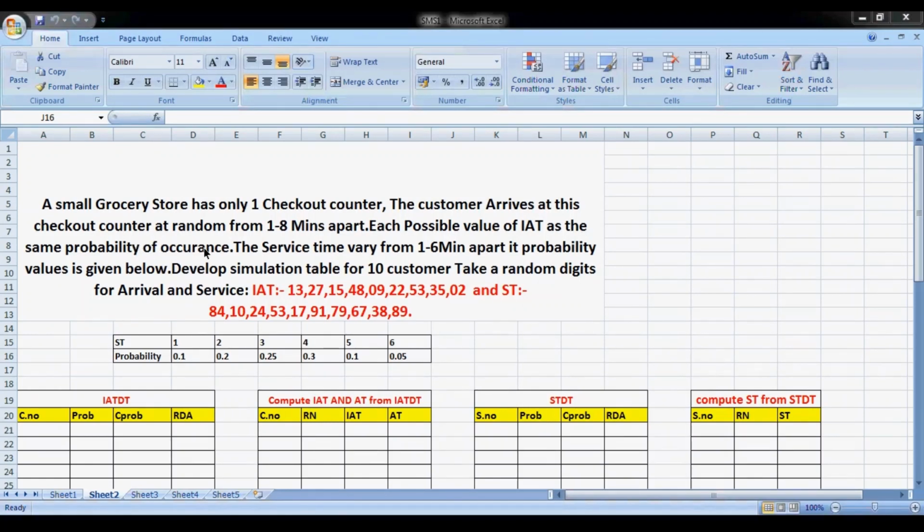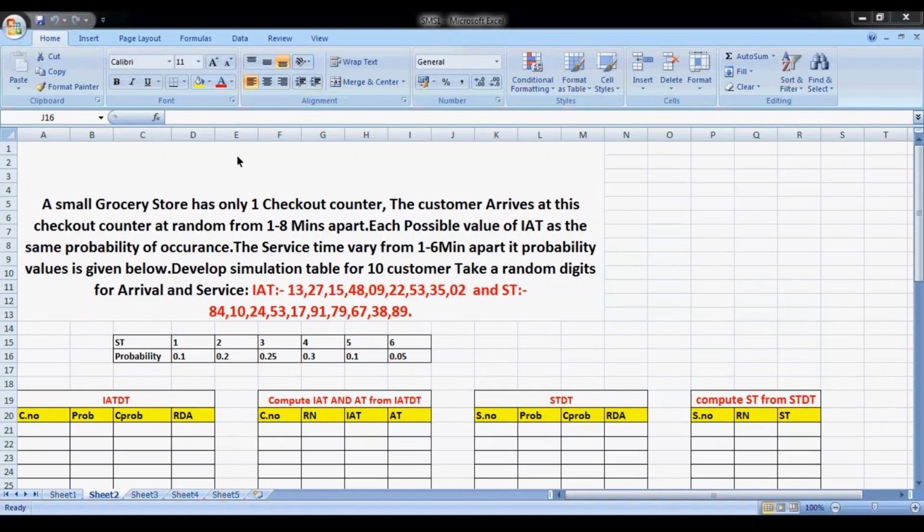It means we need to distribute the inter-arrival time from 1 to 8 minutes apart, and all the customers have an equal probability of occurrence. Service time varies from 1 to 6 minutes. Its probability values are given below. Develop a simulation table for 10 customers and take a random digit for arrival and service time. These are the random digits for the inter-arrival time and these are the random digits for the service time.